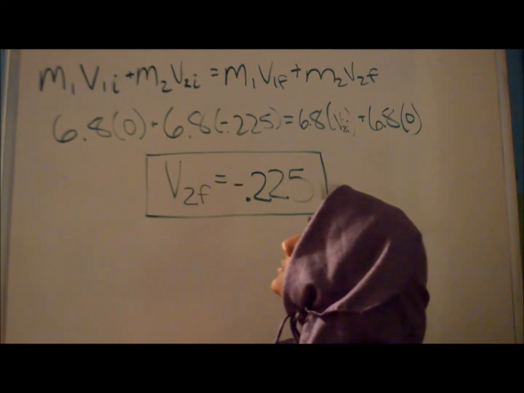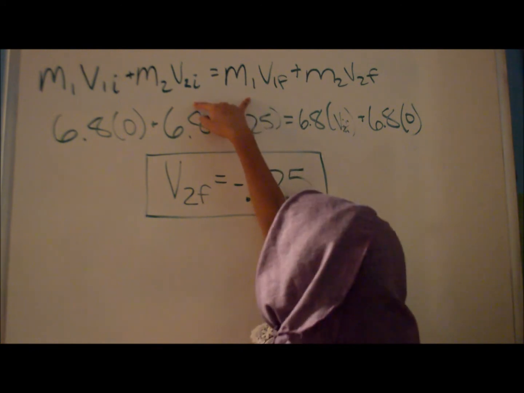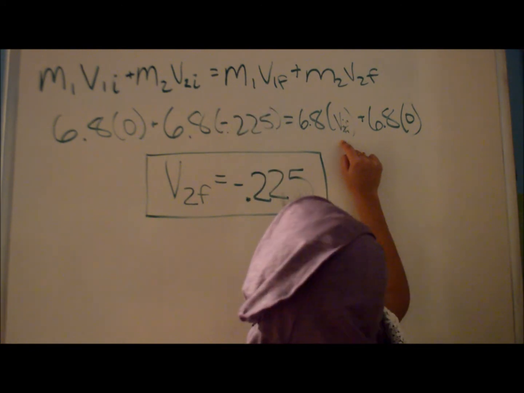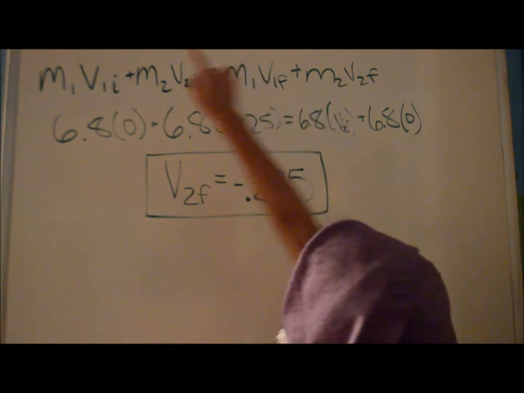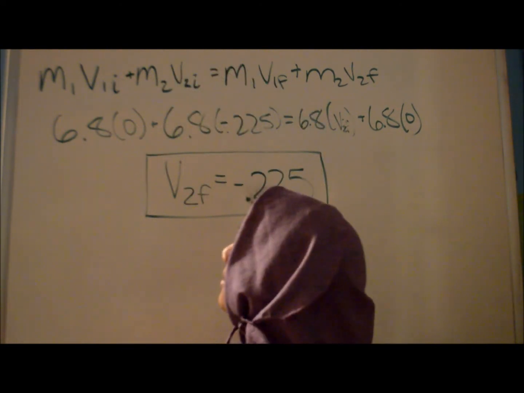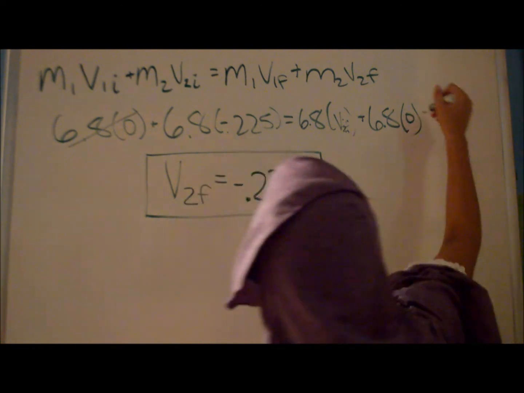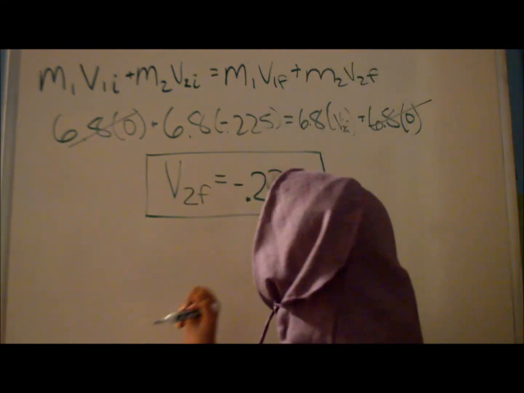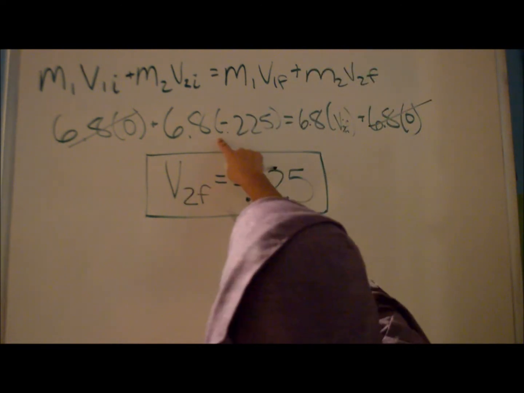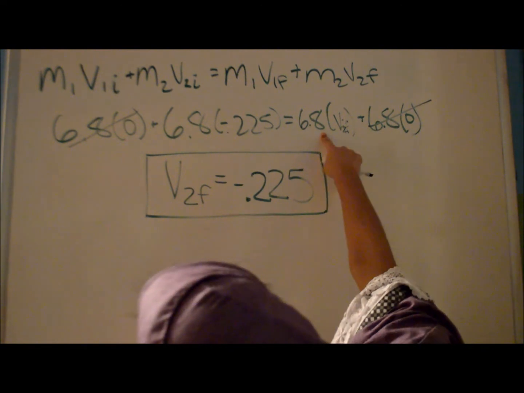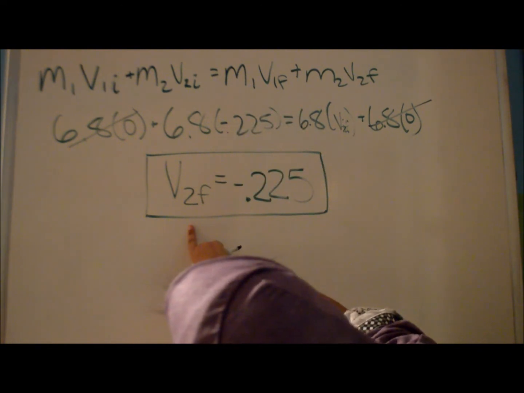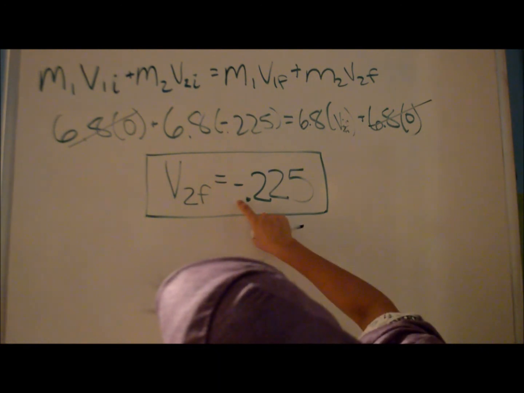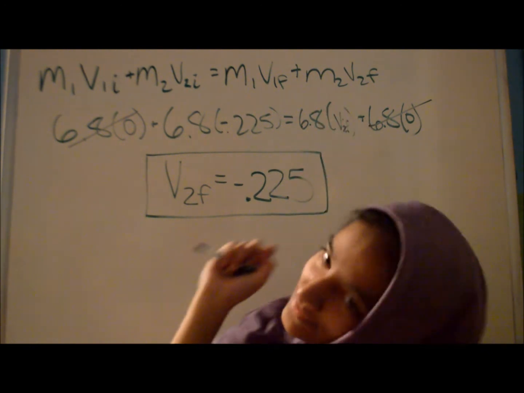Because momentum's conserved, we can use this equation to solve for the second ball's final velocity. When we plug all the numbers in, this cancels and this cancels because the ball stopped moving, and when you solve this, to no one's surprise, the velocity of the second ball is negative 0.225.